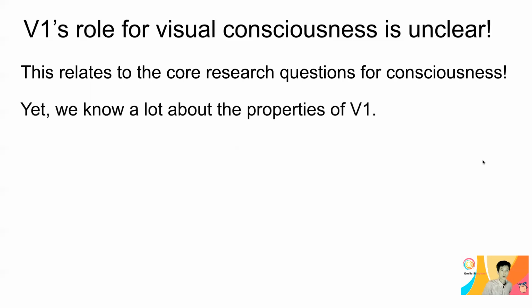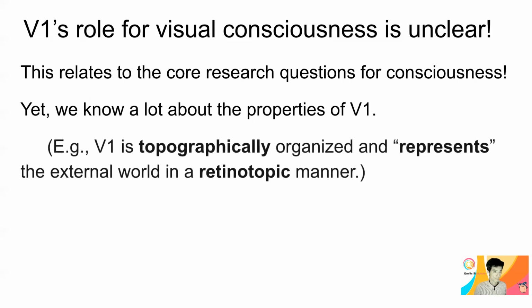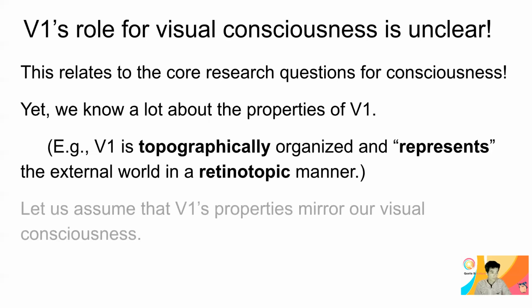And we know a lot about the properties of V1. But just knowing what the V1 neurons are doing doesn't tell us directly a clue as to what the relationship is between neural activity and consciousness. For example, a property of V1 is that it is topographically organized and also represents the external world in a retinotopic manner. These terms will be defined in this lecture. So for the rest of the video, let's assume that V1 properties mirror our visual consciousness.